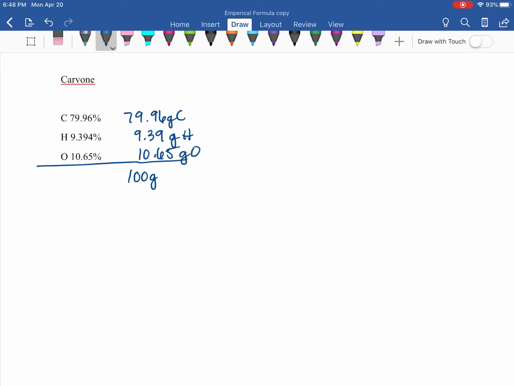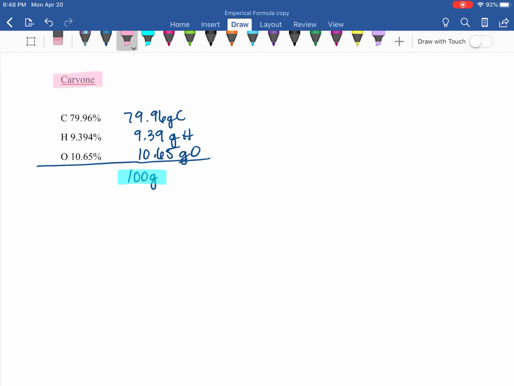9.39. I'm going to drop off that 4 grams of hydrogen, and then 10.65 grams of oxygen. So what I'm saying is, if I had a 100-gram sample of Carvone, I would have 79.96 grams of carbon in there, 9.39 grams of hydrogen, and 10.65 grams of oxygen. That's how that works. Remember, this relationship has been set up by that instrument in Mother Nature. Carvone will always have this relationship. That's what makes it Carvone.